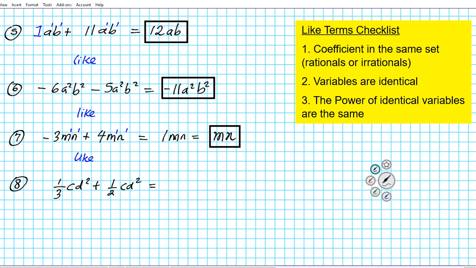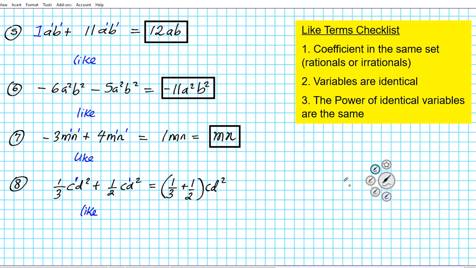And then let's look at the variables. We have identical variables, CD, CD, good. And then the powers: C and C both have powers of 1, D and D have powers of 2. Ladies and gentlemen, we have like terms here. What does that mean? We can combine them. Combine leading coefficients, so we have 1/3 plus 1/2, okay, and then CD squared.